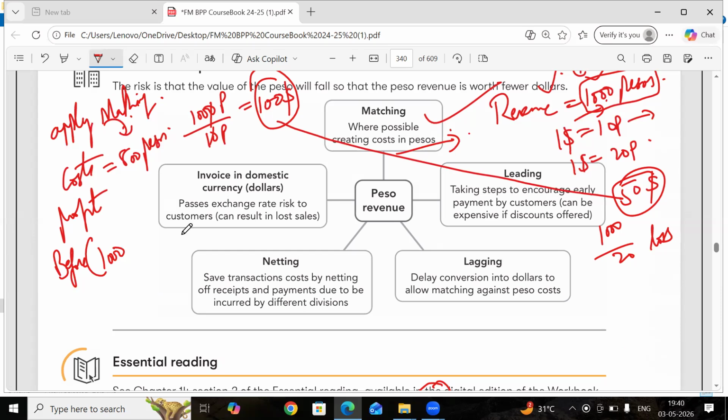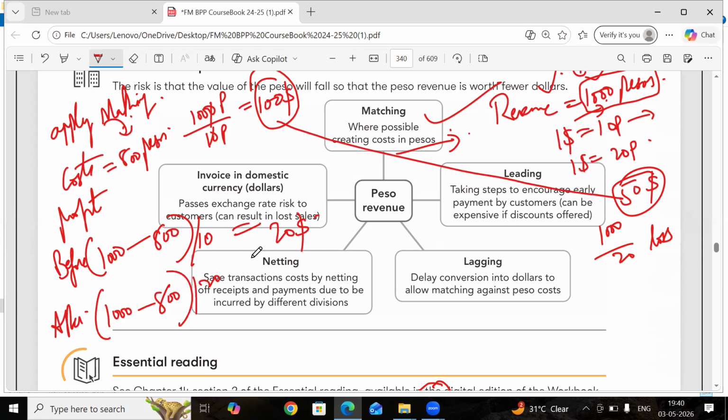1,000 pesos was our revenue. Cost 800 pesos, upon 10. Why? See, previous exchange rate was 10 pesos for $1. So my profit will be $20. Now after: 1,000 pesos minus 800 pesos upon 20, $10.